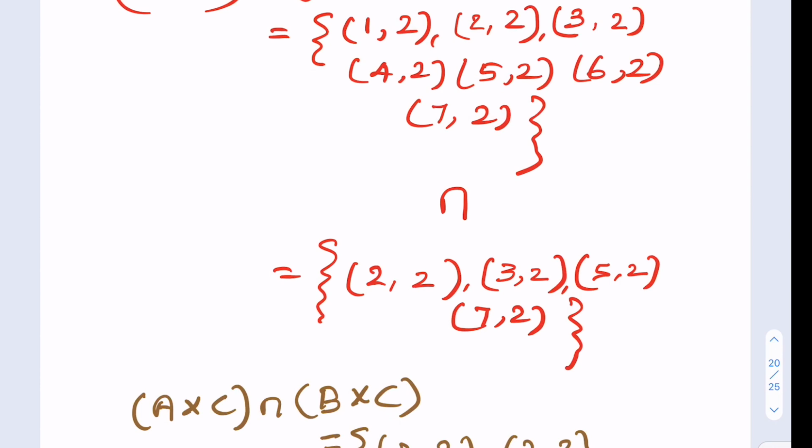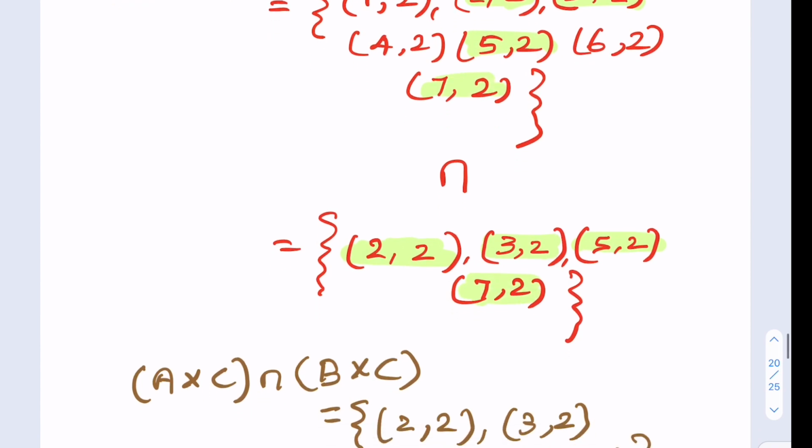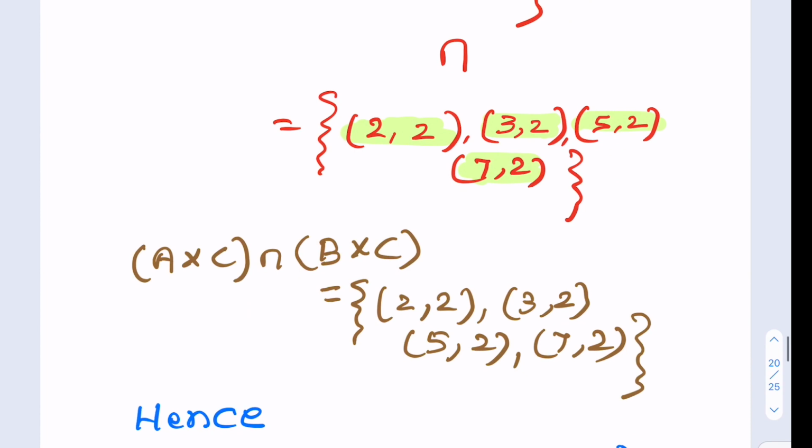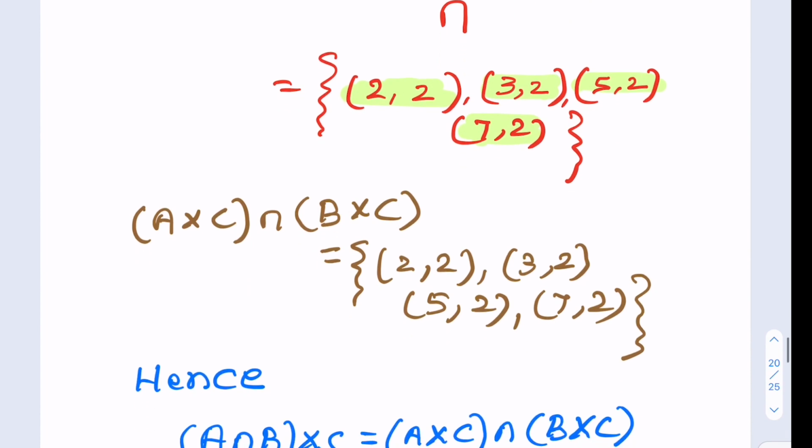So let us find out the ordered pairs which are common to both these sets. We see that (2, 2) is present in both, (3, 2) is present in both the sets, (5, 2) is present in both the sets, and (7, 2) is also present in both the sets. So we have (A × C) ∩ (B × C) as a set of ordered pairs (2, 2), (3, 2), (5, 2) and (7, 2). Let us name this as equation 2.